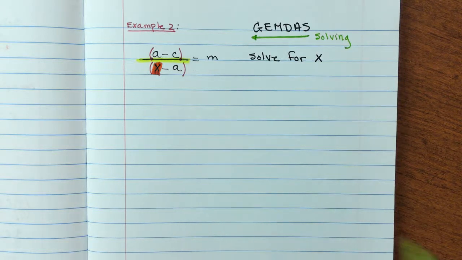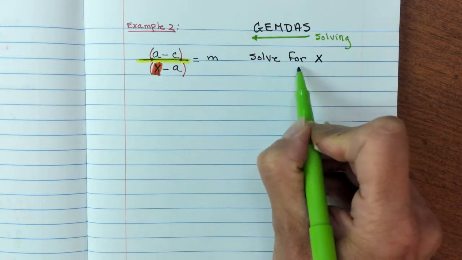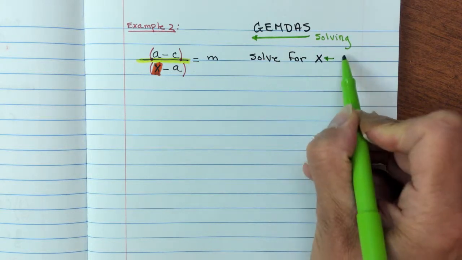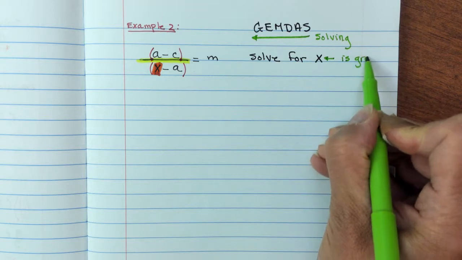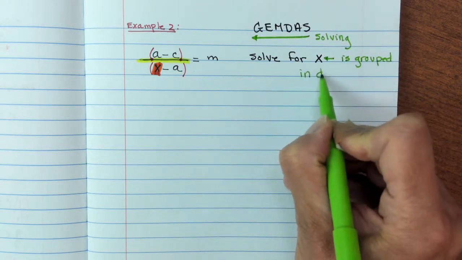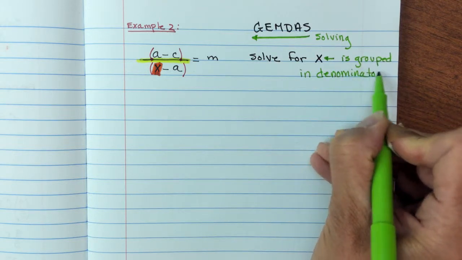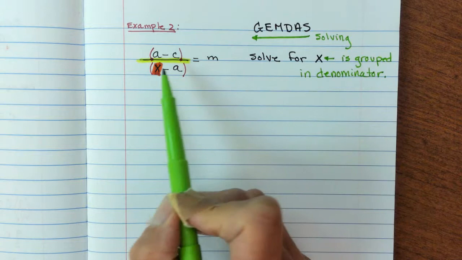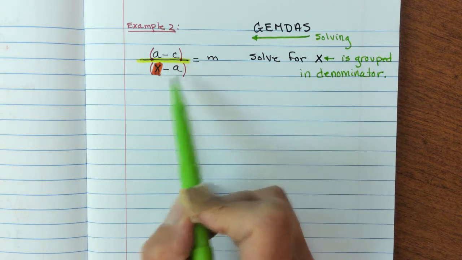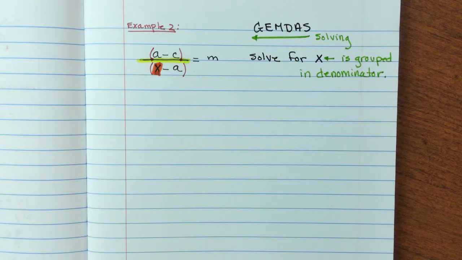So let me just write a little note here that X is grouped in the denominator. So I have two things going on. First of all, it's grouped, it's in jail. Second of all, it's in the denominator. I don't like it in the denominator, so I have to get it out of the denominator.